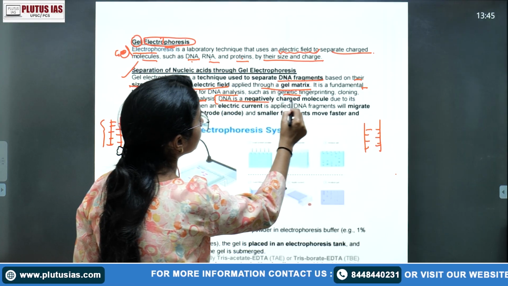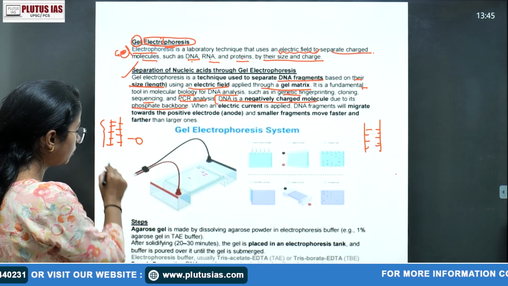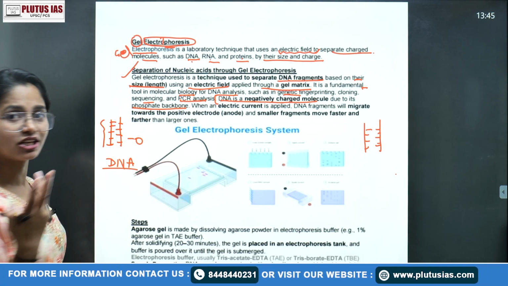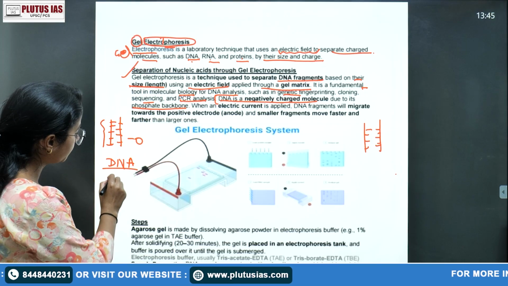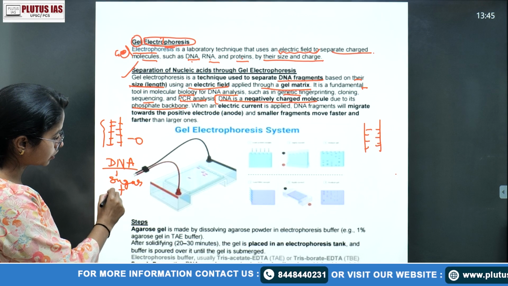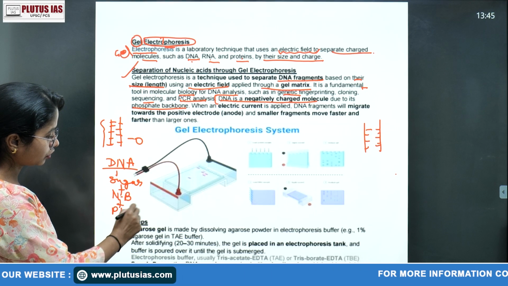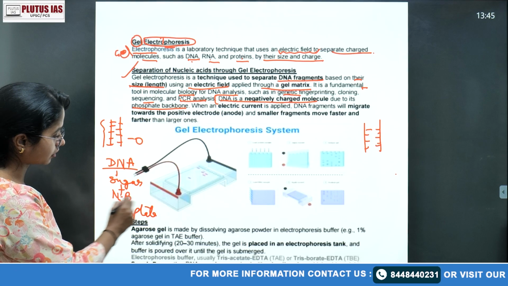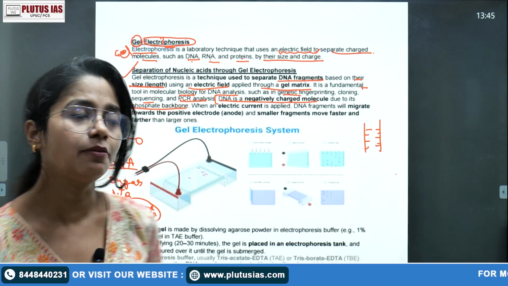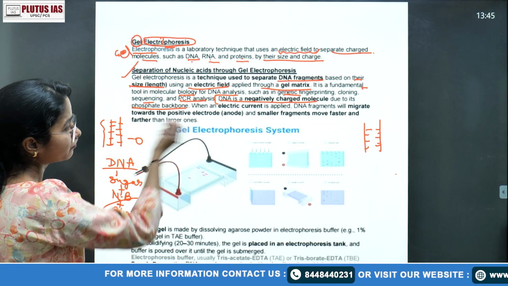DNA is a negatively charged molecule due to its phosphate backbone. So we know DNA is a nucleic acid, and a single nucleotide is made up of mainly three components, right? So what are the three components? The first is your sugar, the second is your nitrogenous base, and the third is your phosphate, isn't it? Due to the presence of the phosphate, that is PO4 3-, right? Phosphate has a 3 minus charge. So because of that, it is a negatively charged molecule due to its phosphate backbone.